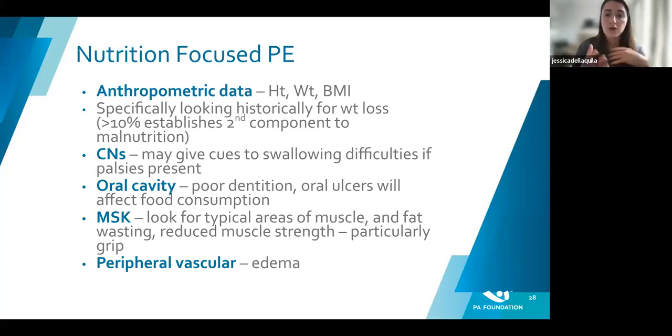The next category, oral cavities. So we touched on this a bit earlier as well, but assessing your patient's dentition. If your patients have dentures, do they fit appropriately? A lot of times as patients lose weight, their dentures will not fit appropriately. Does the patient have any oral ulcers causing pain in the mouth that makes eating difficult? And then from a peripheral vascular perspective, is the patient widely edematous? That can always be a sign that something's off, specifically with our protein intake.